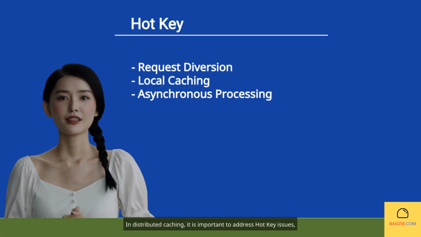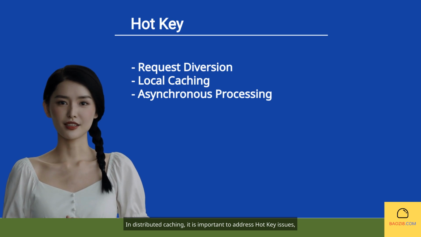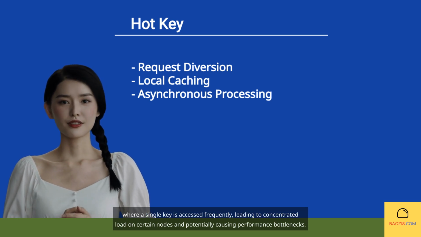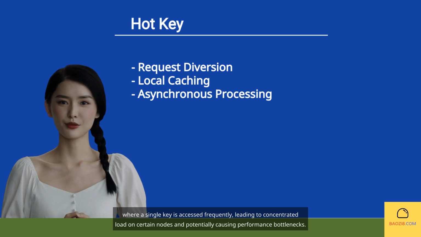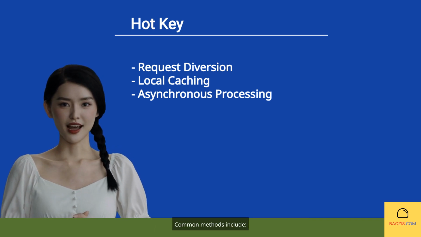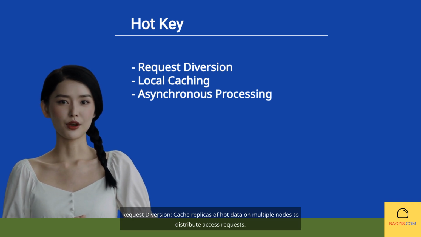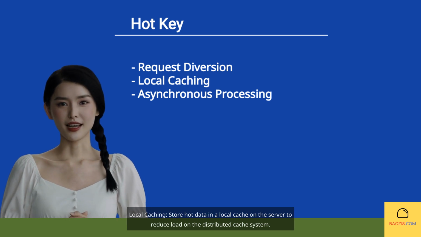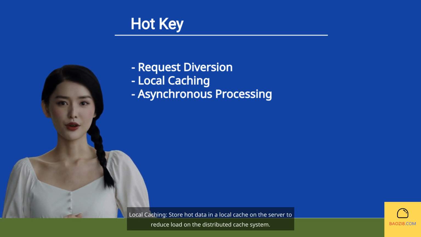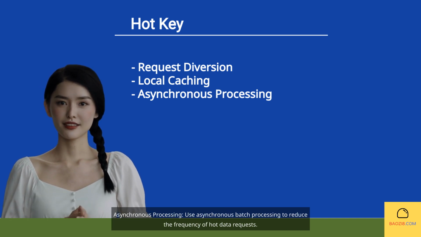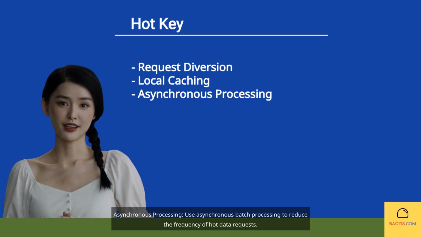In distributed caching, it is important to address hotkey issues, where a single key is accessed frequently, leading to concentrated load on certain nodes and potentially causing performance bottlenecks. Common methods include request diversion: cache replicas of hot data on multiple nodes to distribute access requests. Local caching: store hot data in a local cache on the server to reduce load on the distributed cache system. Asynchronous processing: use asynchronous batch processing to reduce the frequency of hot data requests.